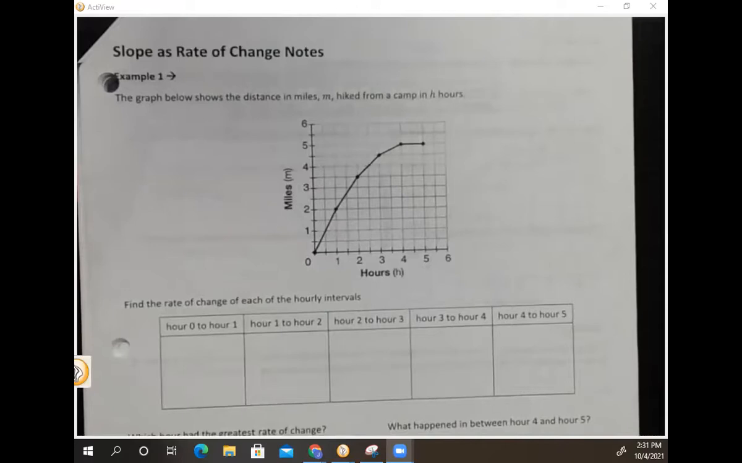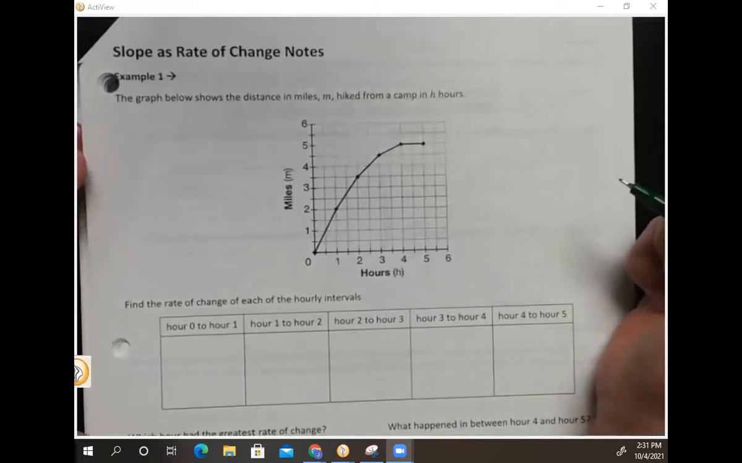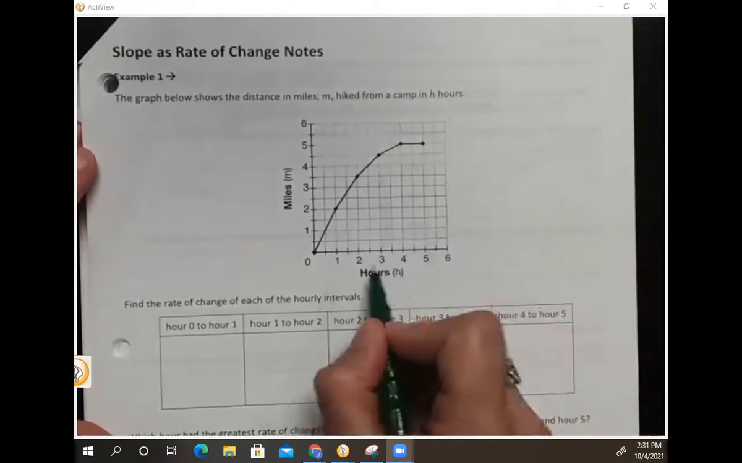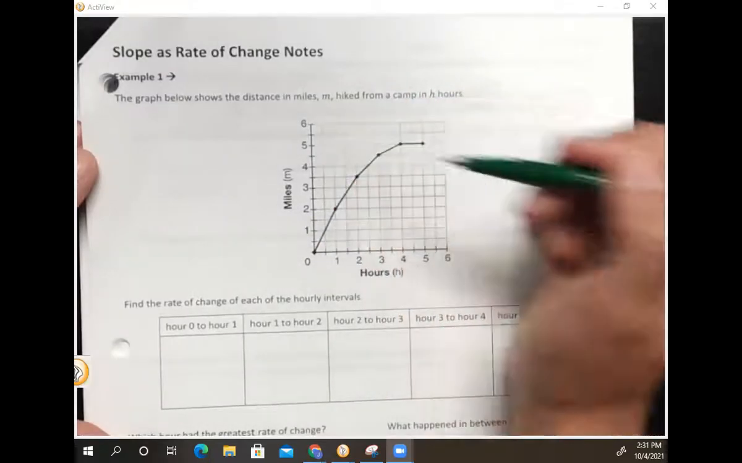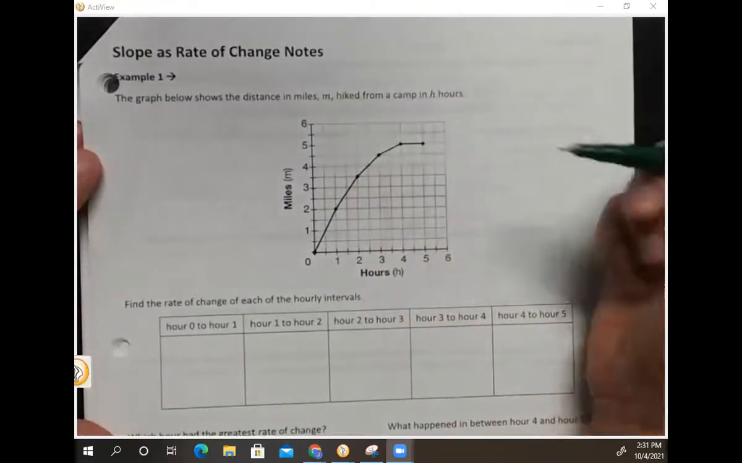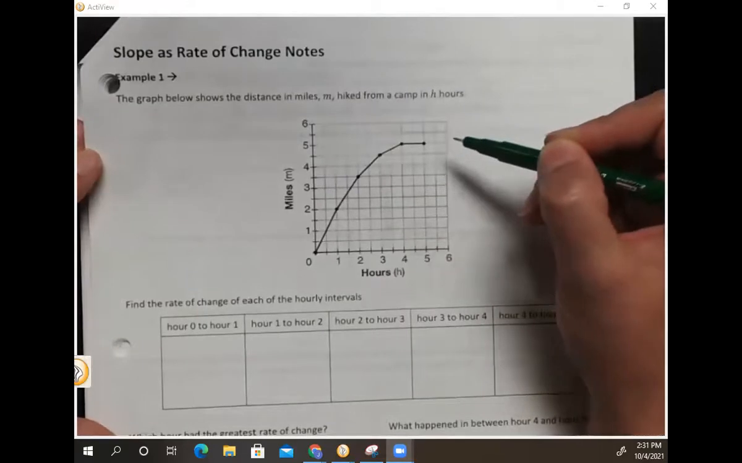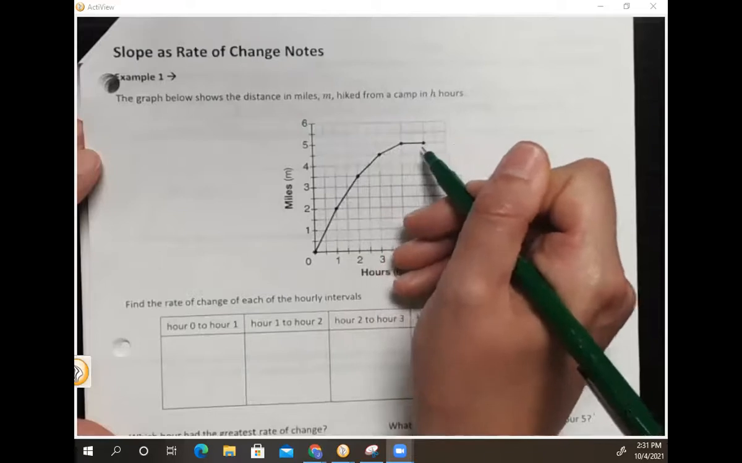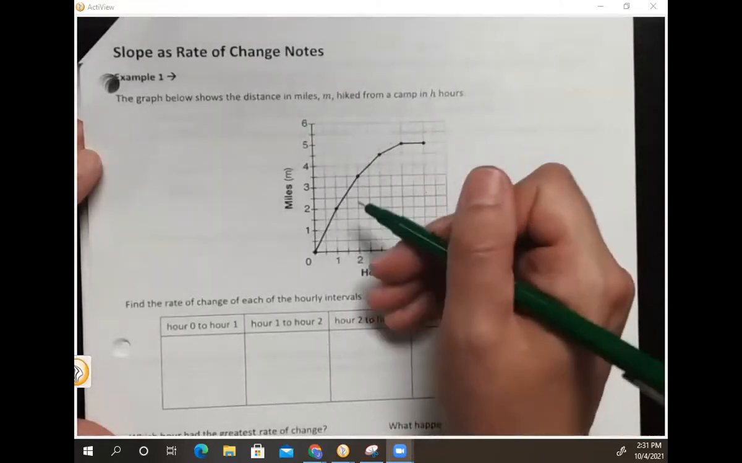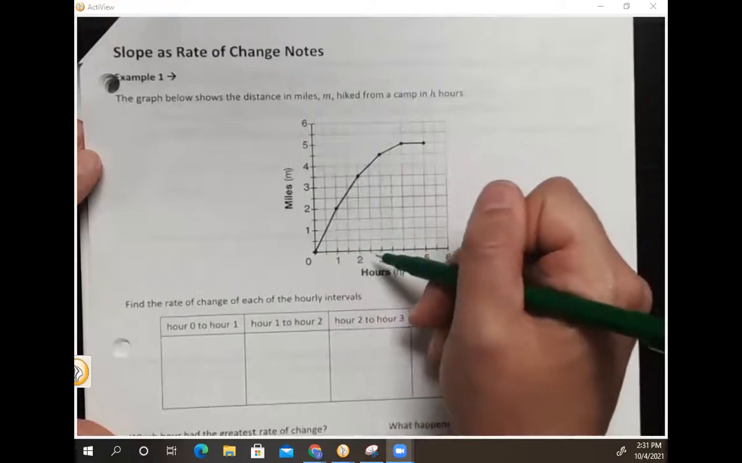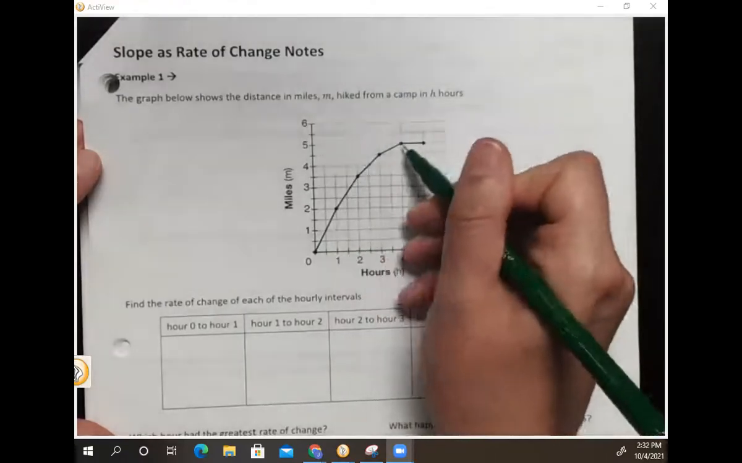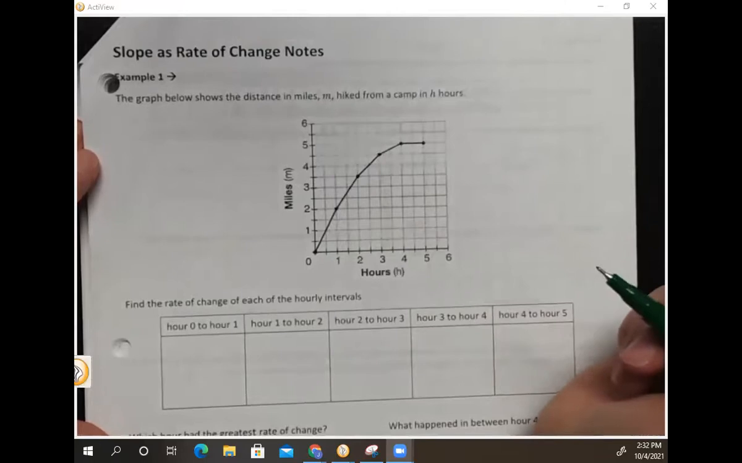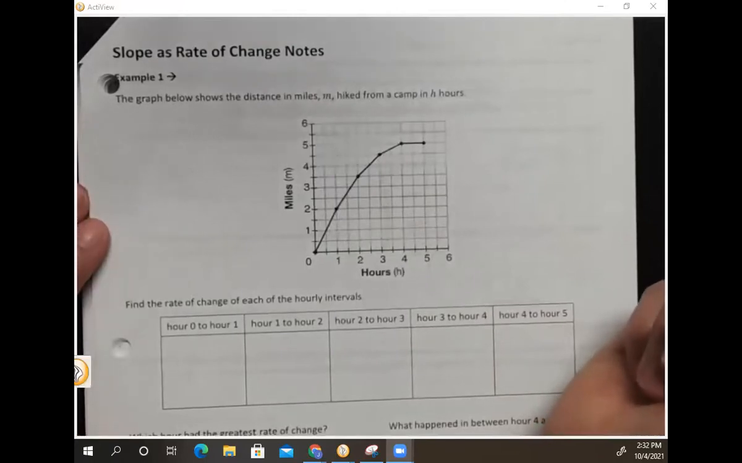So at the top of page 93, example 1 says the graph below shows the distance in miles hiked from a camp in 8 hours. So here's how long we've been hiking. Here's how far we've gone. I want you to notice that the graph as a whole is not a straight line, but I do have sections that are straight lines. Okay, so the graph as a whole, not a straight line, but I do have these sections between hours that are represented as straight lines. Okay, so we want to find the rate of change for each of the following hourly intervals.